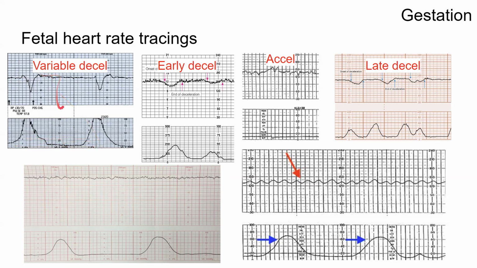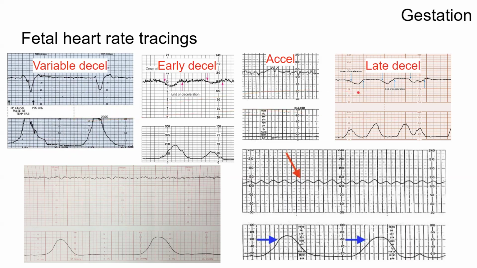There was just, all of a sudden, some random deceleration. So if you had a deceleration here where there's no contraction going on, then you're like, this is a variable decel, easy. But these are only happening with contractions. And so you're like, well, what is it? Is it a variable decel or is it a late decel?